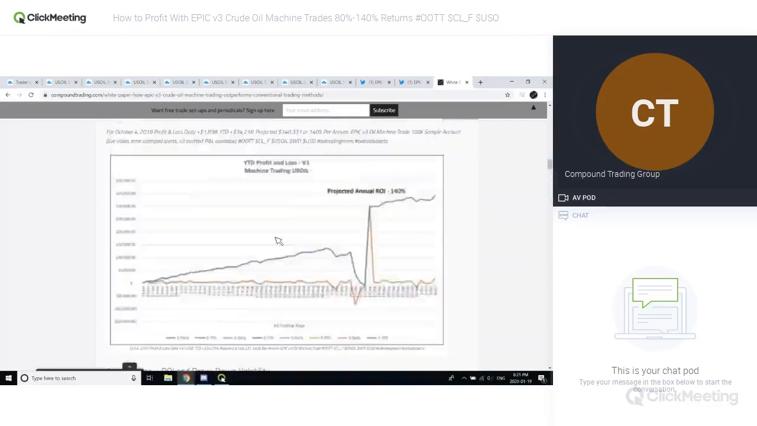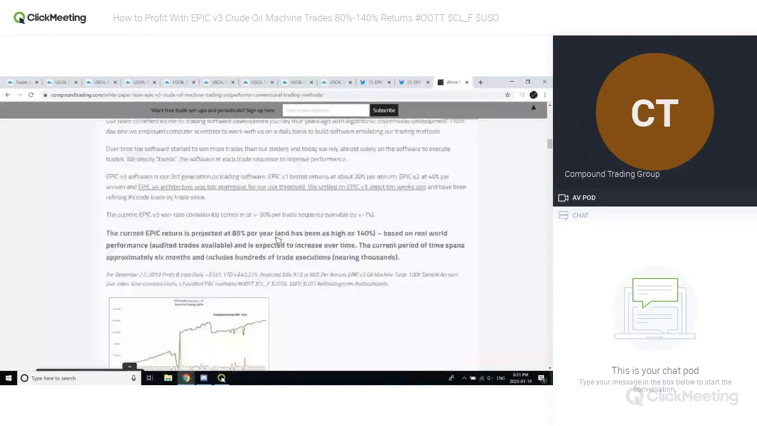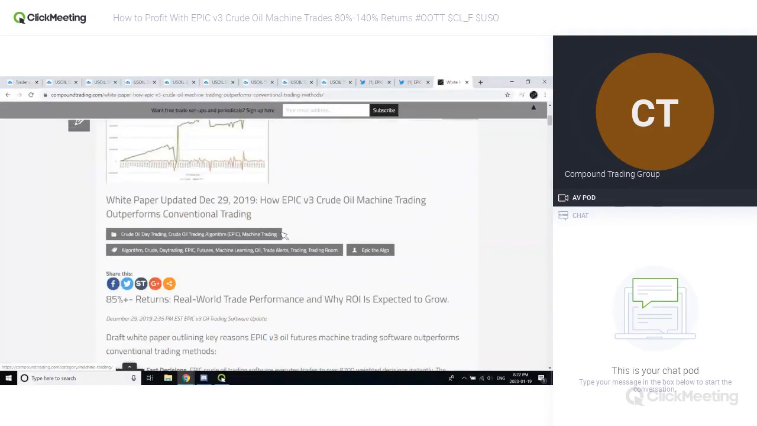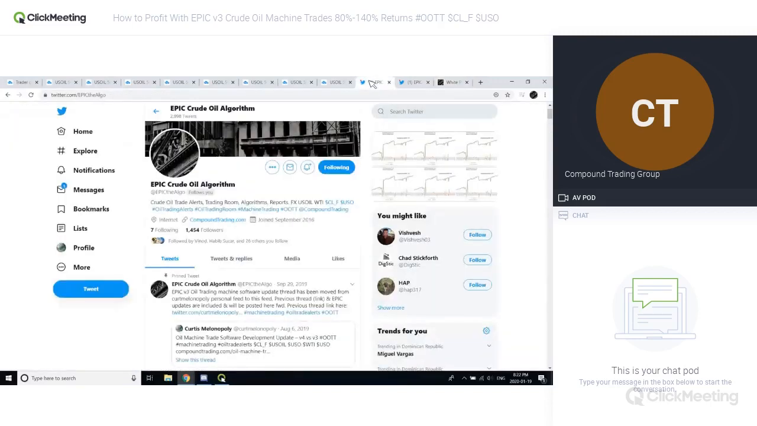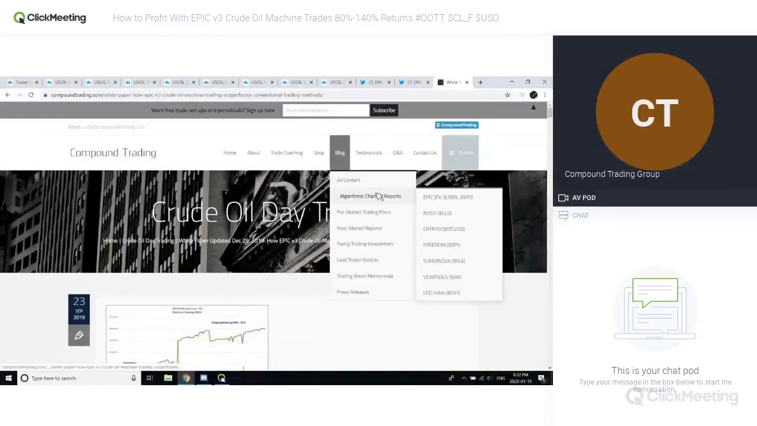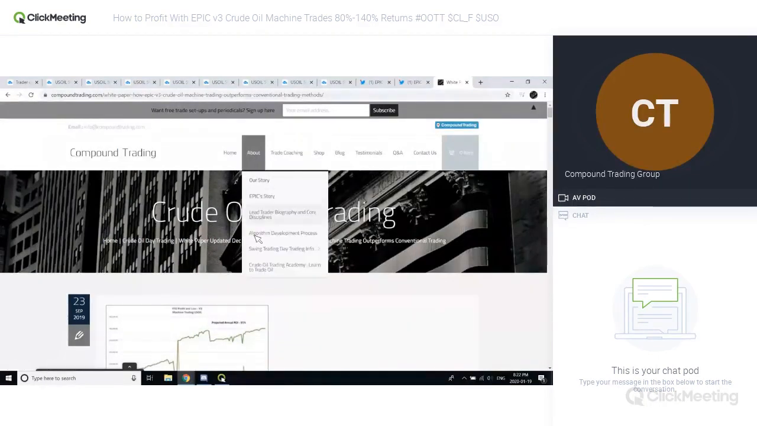I would strongly suggest, if you have an interest in this at all, to just focus down on the fact that, first of all, dig into this white paper and really read it through. Take a look at Epic's public-facing Twitter feed. There's all kinds of information on there. Go to the website and look through the blog if you like. Go through the algorithmic reports. Go through the Crude Oil Trading Academy documents that are on there.